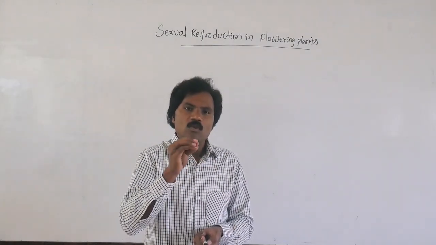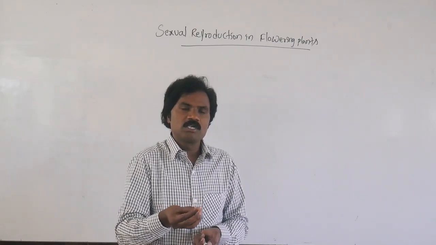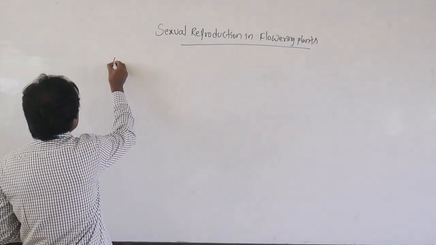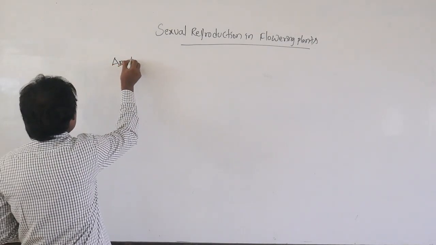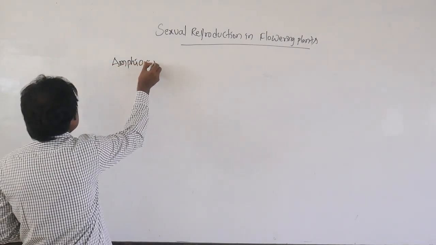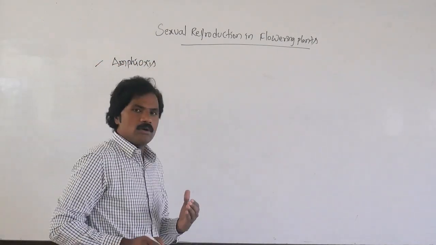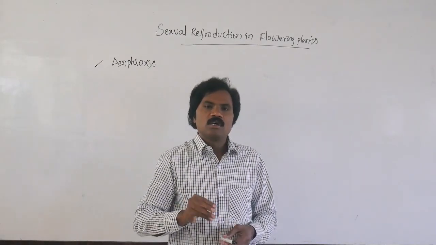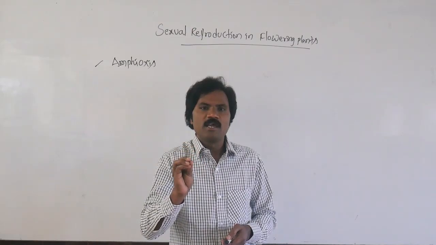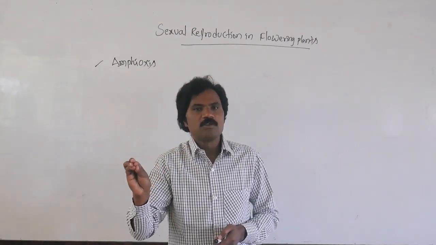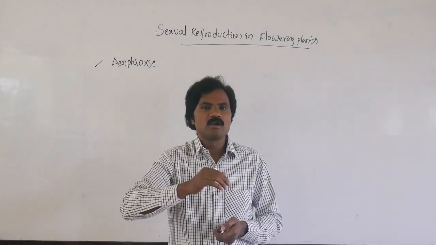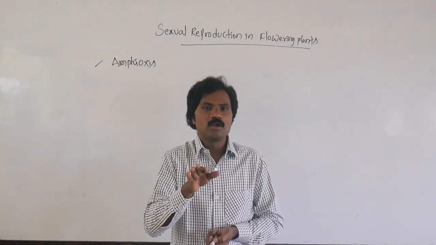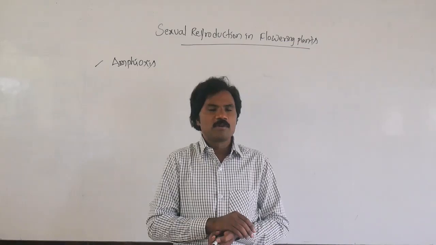What is another name for the sexual mode of reproduction? Amphimixis. That is very important. So what is meant by amphimixis? The fusion of male and female gametes forms the zygote, followed by development of the organism. That we call amphimixis, the sexual mode of reproduction.